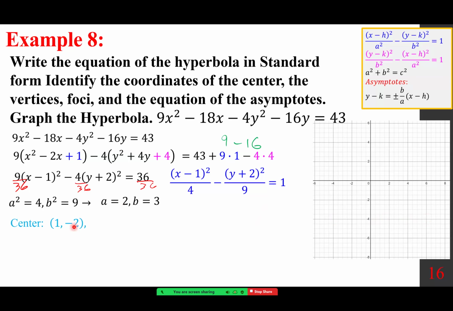So we go back to the center. And from the center, we go a units to the right and a units to the left to come up with the vertices. So as we do that, 1 plus 2 makes it 3, 1 minus 2 makes it negative 1. So this is the center, and these are the two vertices, 3, negative 2 and negative 1, negative 2.